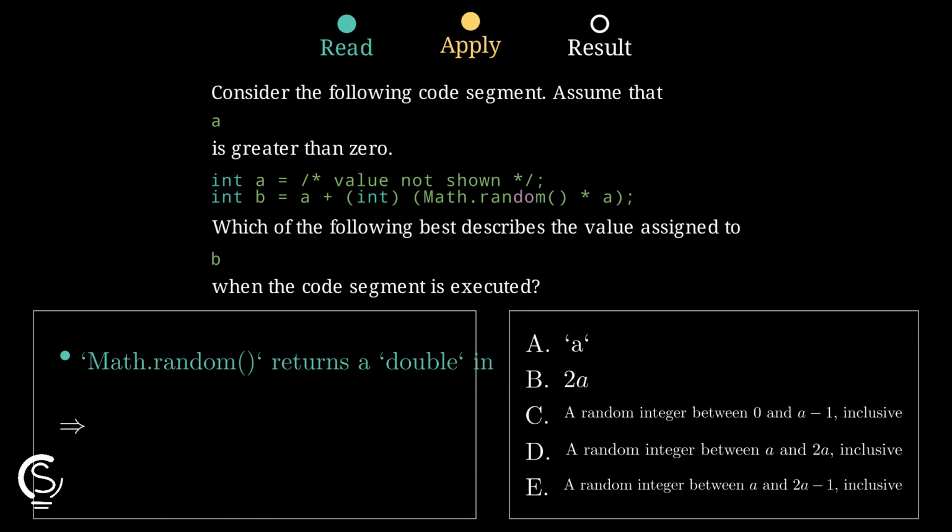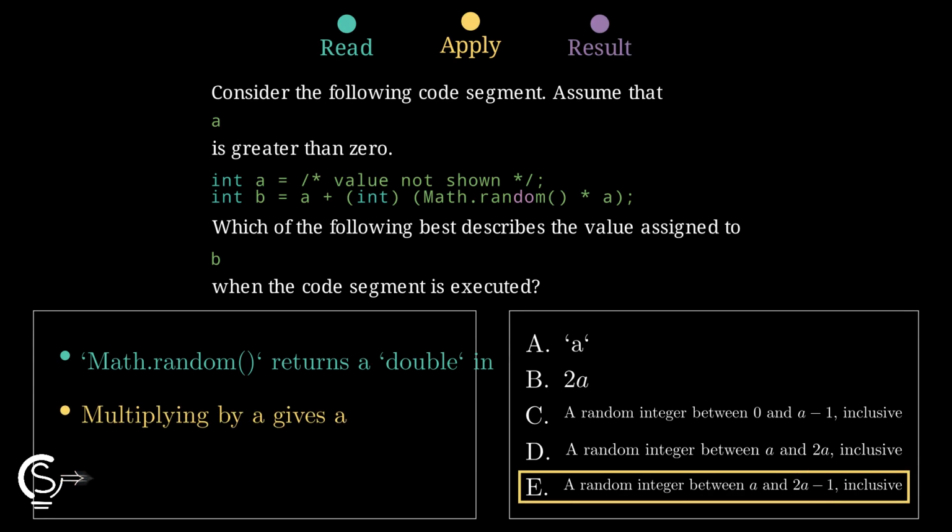Casting this result to an integer then truncates all decimal parts. Finally, adding the initial value of A shifts our range to start at A and end at 2A minus 1. Option E is correct.